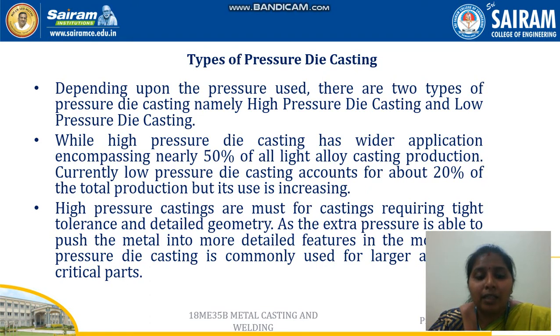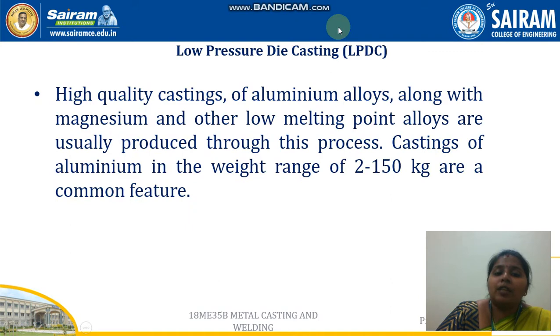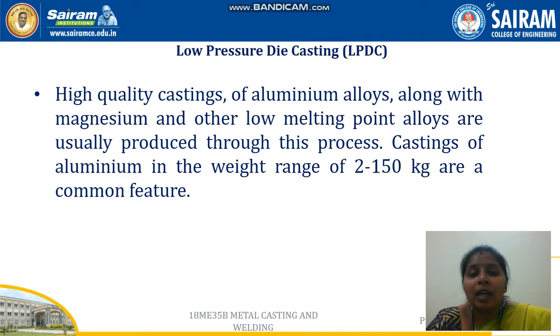High pressure castings are a must for castings requiring tight tolerance and detailed geometry, as there's a need to push the metal into detailed features in the mold. Low pressure die casting is commonly used for larger and non-critical parts. So these are the major classifications of pressure die casting, low pressure and high pressure. This is based on the usage of the pressures.